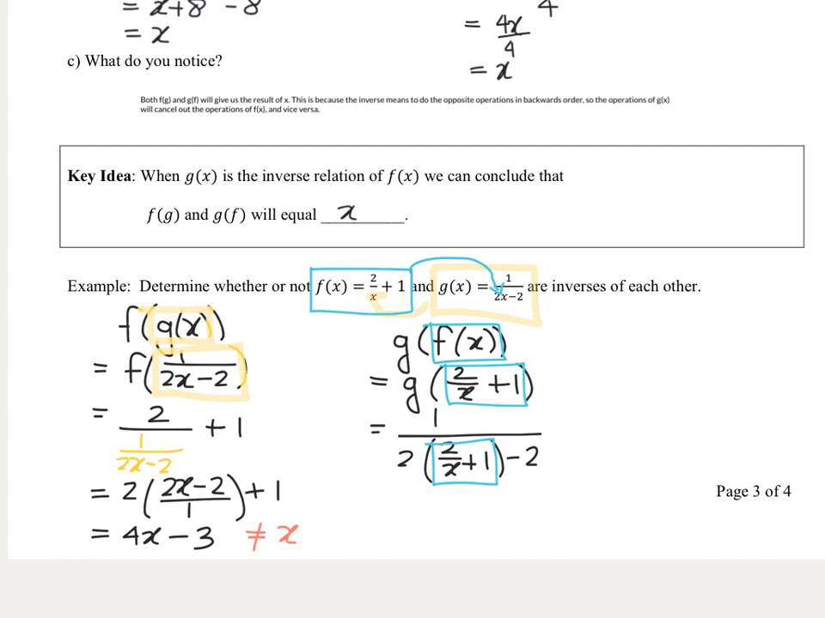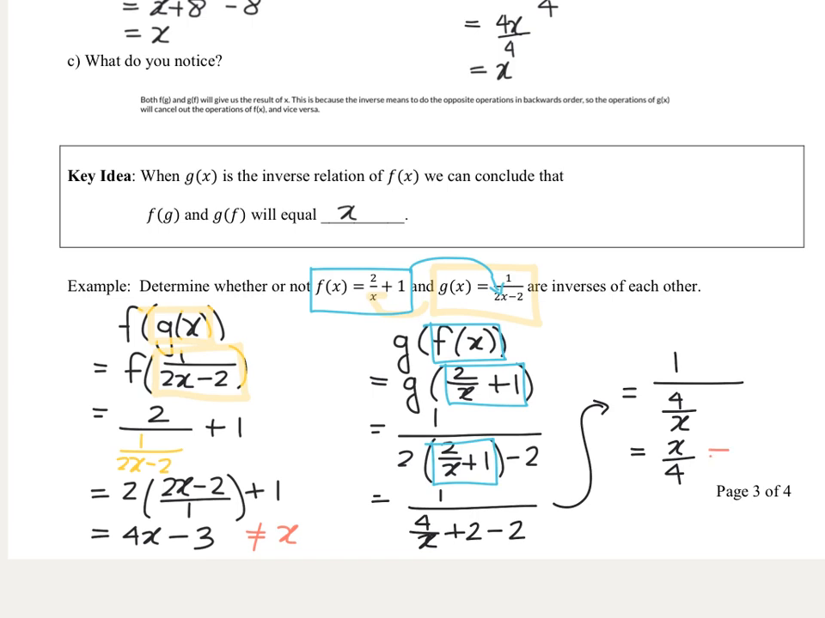So again, when you simplify this, you will end up with 1 over, this is going to be 4 over x plus 2 minus 2, which is going to give you 1 over 4 over x, which is x over 4. And obviously, this also does not equal x. So we can conclude that, therefore, they are not inverses of each other.